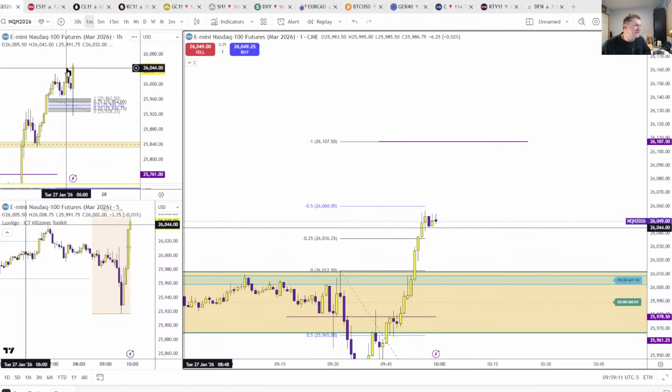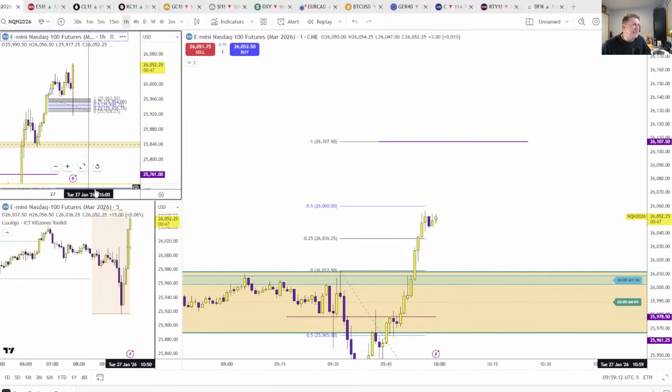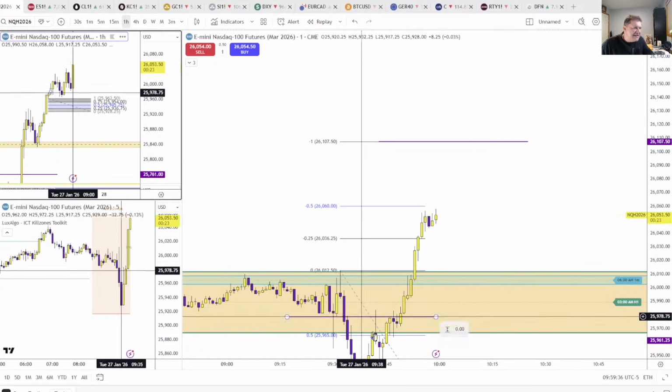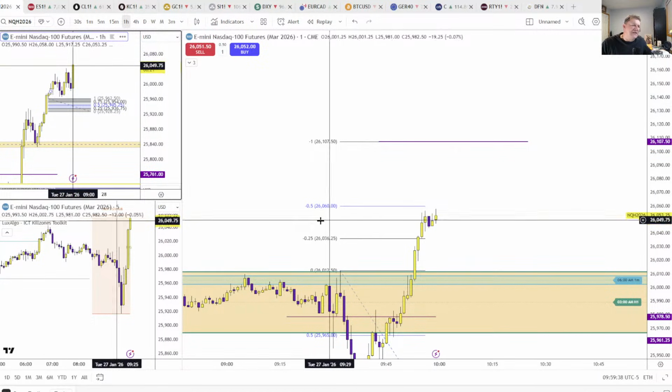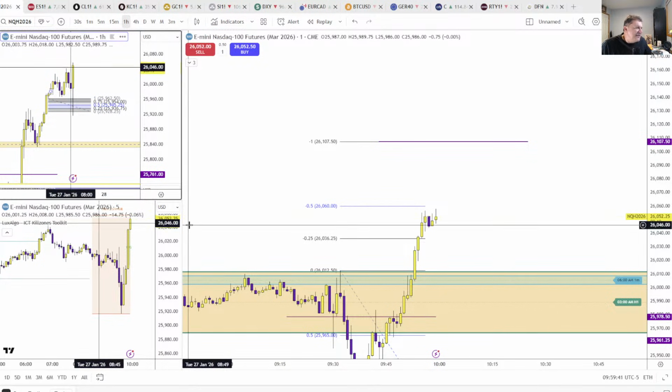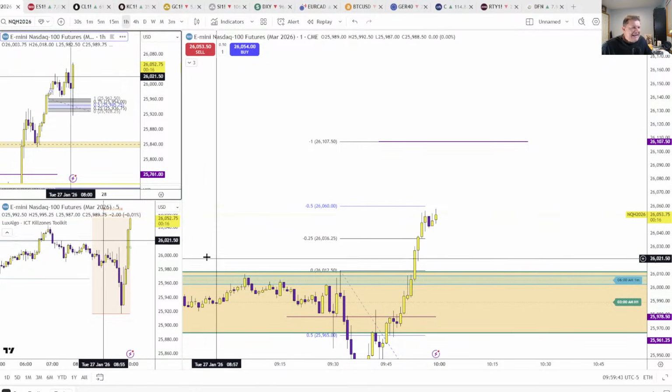Close up. I want to see a close above that high. 47 seconds. Come on. Don't you love this stuff, Hadi? Don't you just love it when those data points are just nailing?